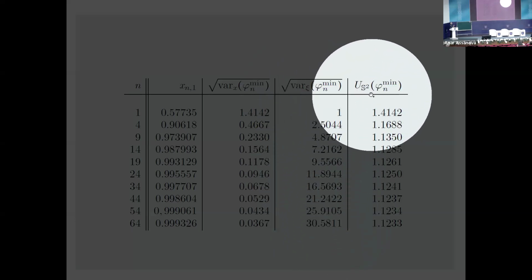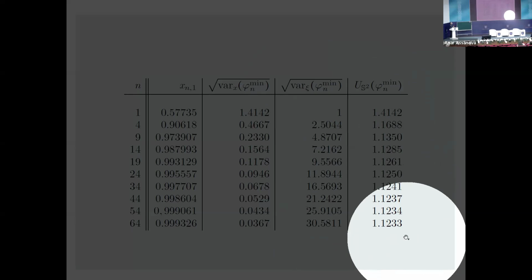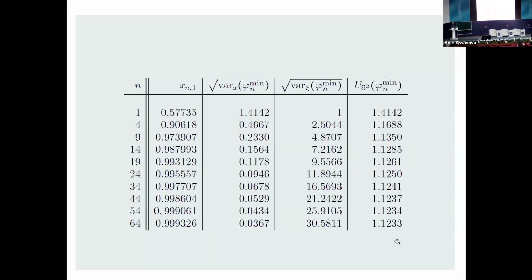And then what happens with the full uncertainty product? The full uncertainty product somehow converges to some value, 1.1 and so on. That means we do not solve the nonlinear problem. The nonlinear problem is unsolved.